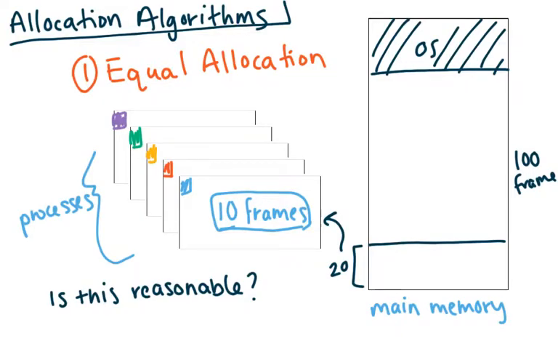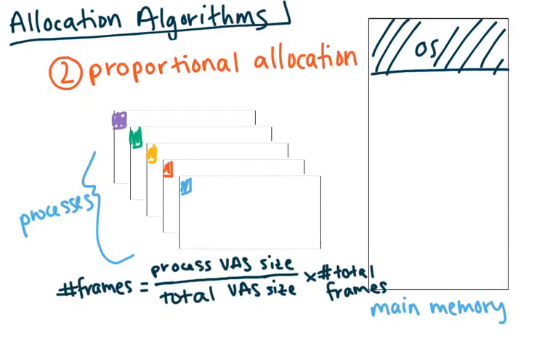So instead, what we can decide to do is proportional allocation. For proportional allocation, we're going to take the process virtual address size. That means, in the virtual address space, how many of the addresses are coming from that process. Divide it by the total virtual address space. I'm just assuming I have these 5 processes and nothing else. Of course, that's not the case, but I'm going to divide it by that and then multiply it by the total frames. So I'm going to get this proportional allocation.